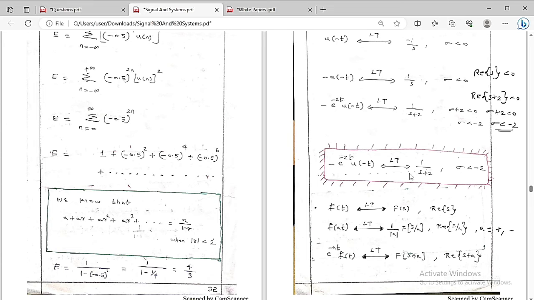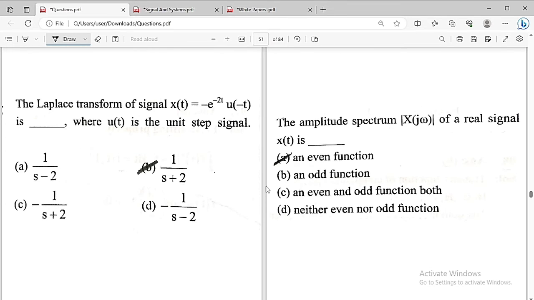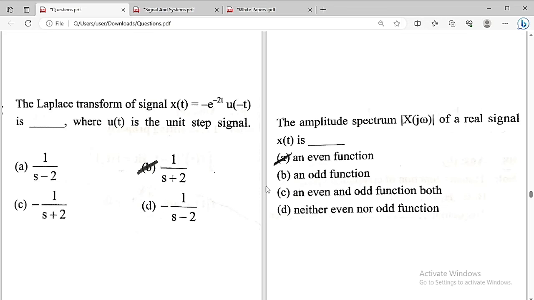So finally, for this given signal x of t, what is the Laplace transform? 1 by s plus 2 with an ROC sigma less than minus 2. In the question they have not asked about the ROC, but if they ask, they can write it like this, sigma less than minus 2 also. So option B is the correct solution of this question.